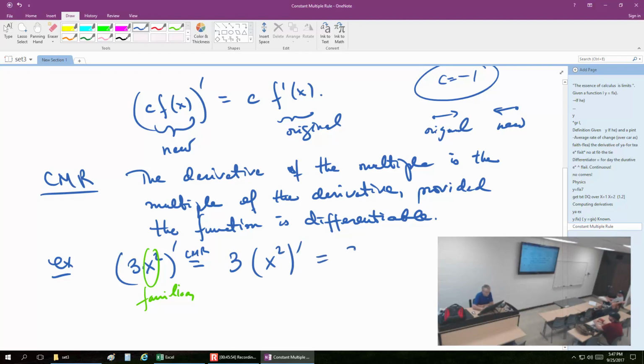Okay, and then as you can see, I have simplified. That complexity that was inside of the differentiation sign, that prime, is now outside. So I'm not worried about it anymore, and I just deal with the function that is familiar. The derivative is once again 2x, and I'm done. The answer is 6x.